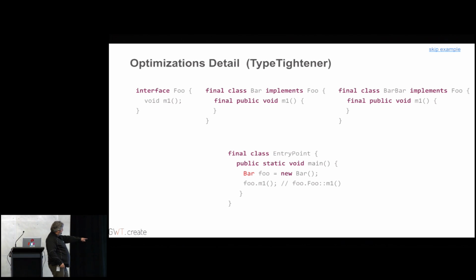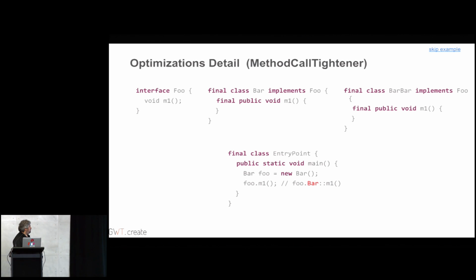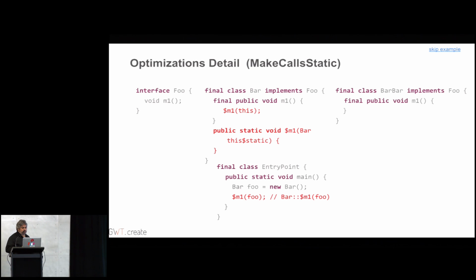But notice that the call says I'm calling M1 on foo, but this M1 points to foo's M1, not to bar's M1. And that's changed by the method call tightener. The method call tightener realizes that you're calling M1 on a bar object, so it can specialize that and get a better override for it. Then the devirtualizer realizes, okay, that was a final method, so it's a static call, so we can devirtualize it. So we create $M1, which is the static version.